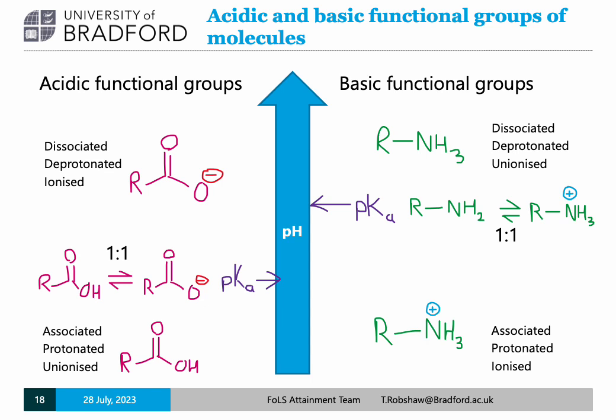Oxygens and sulfur atoms are very, very happy, energetically favourable for them to be negatively charged. Whereas on the other hand, nitrogens and phosphoruses as well, they're quite content with being positively charged. You'll very seldom see it the other way around.